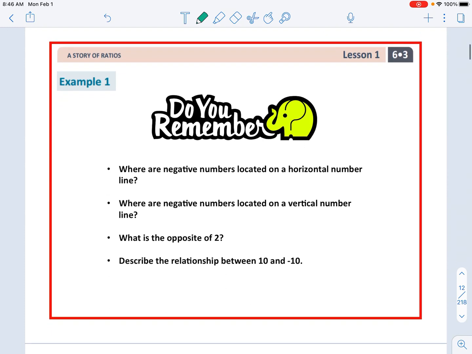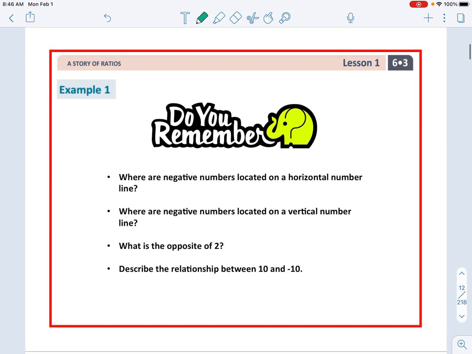All right. Let's keep on going to example 1. It says, where are negative numbers located on a horizontal number line? They are to the left of 0. Where are negative numbers located on a vertical number line? Below 0. Here, anything to the left is going to be negative. Here, anything below is going to be negative.